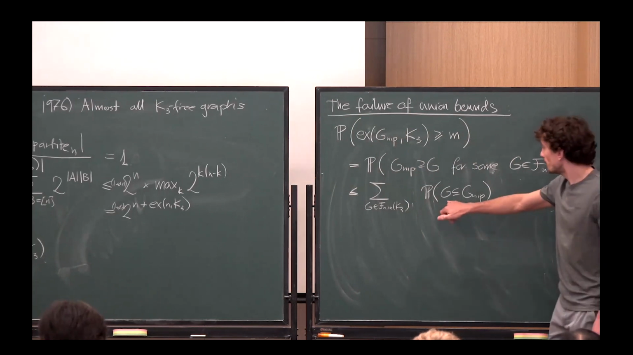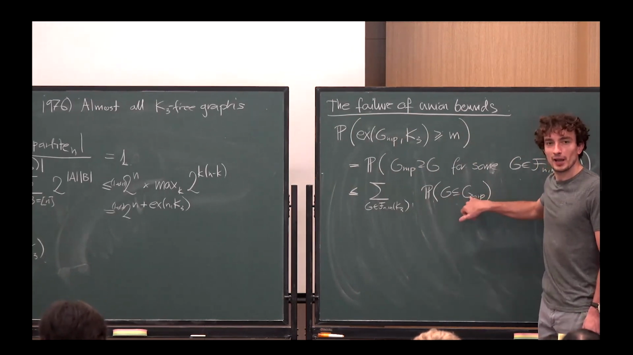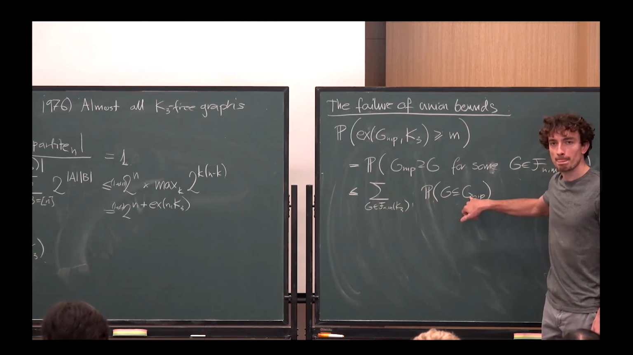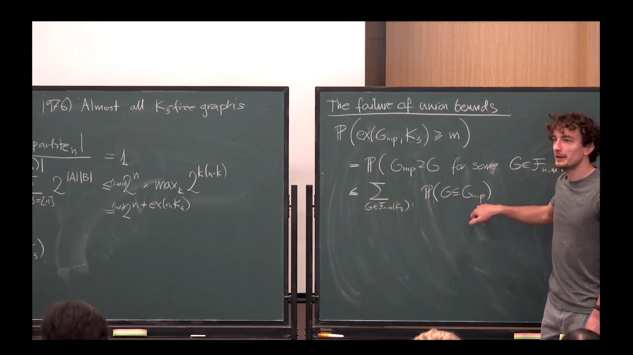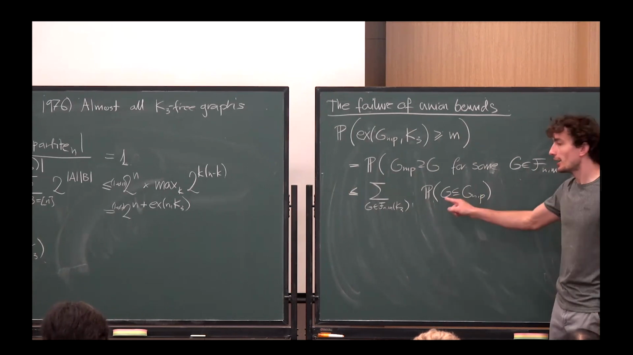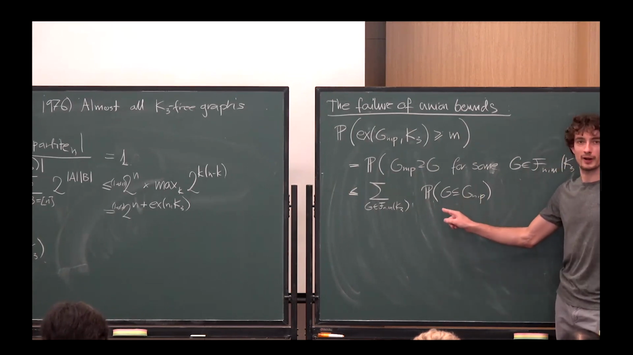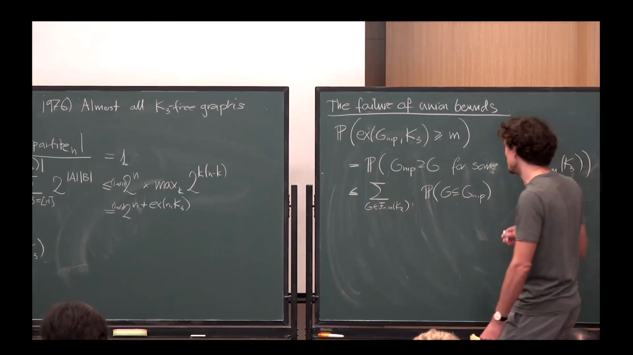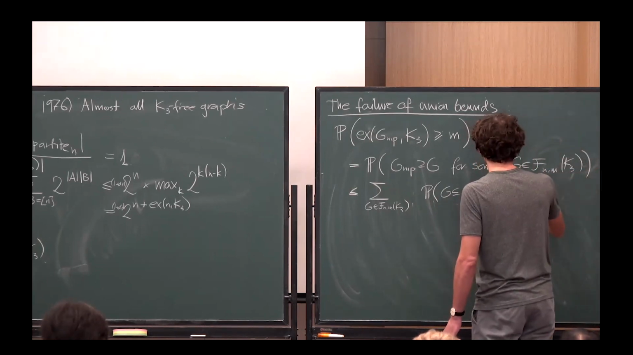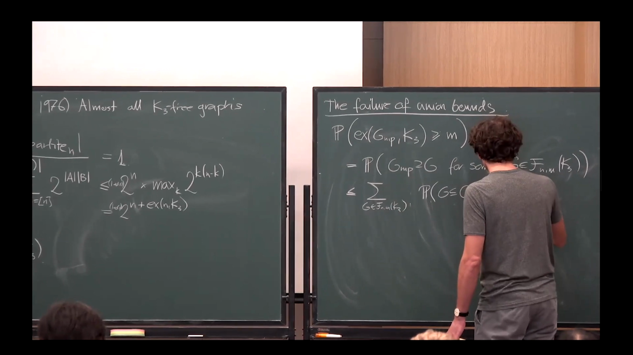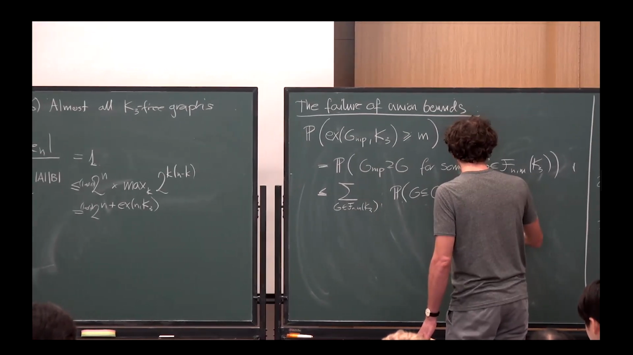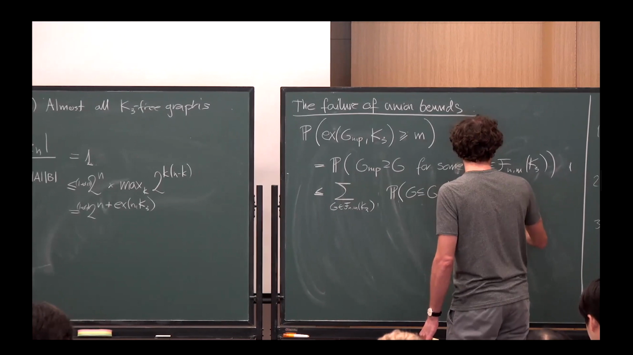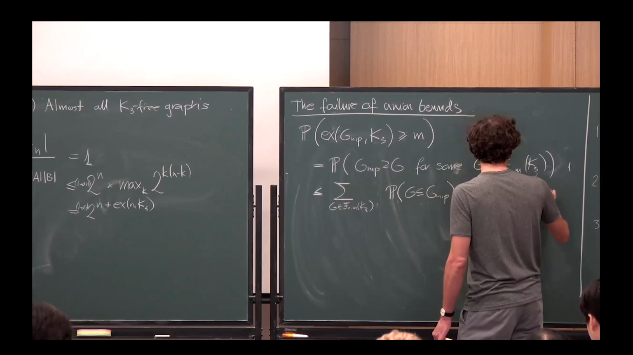Now, what is the probability that a graph is contained in G(n,p)? Since the edges are independent, it's p to the number of edges of the graph that we're trying to find. Right, because we need all the edges and the edges appear independently. So this is equal to the sum over all G in the family of p to the number of edges of G.